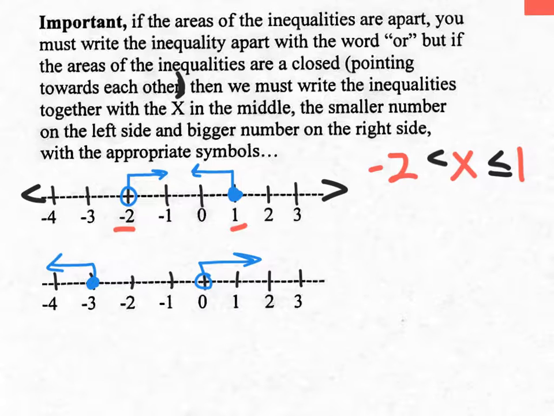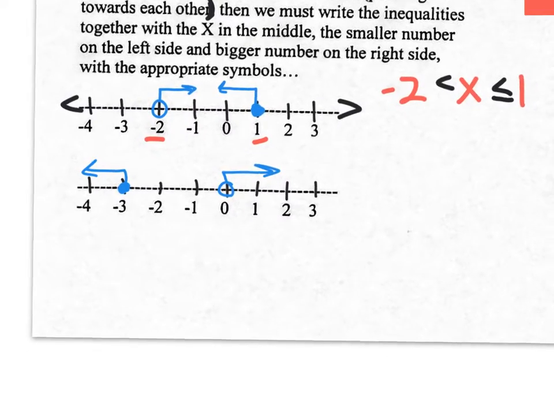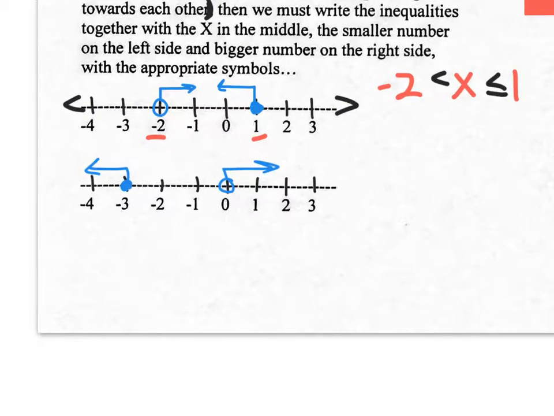Solid line if it's a solid dot. That's how we got this one. No solid line if it's an open dot. Now, that one's the only kind of confusing part, but it's not confusing, I don't think. This other one's super easy.